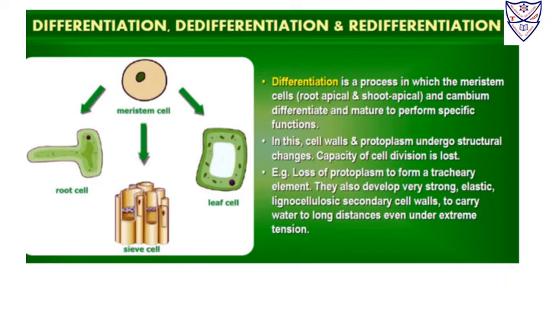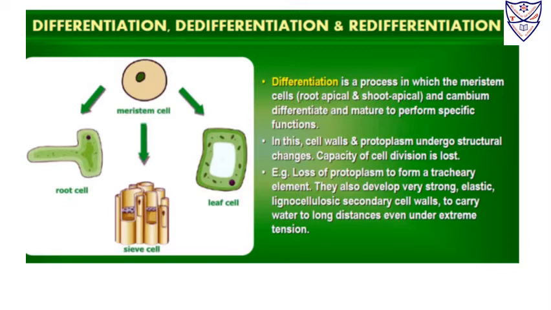Hello students, in the previous video we learned about plant growth and its growth rate. In this video let us understand about development of plants. So let us first learn what is differentiation, dedifferentiation and redifferentiation. Differentiation is basically a process in which the meristem cells and the cambium differentiate and mature to perform specific functions.